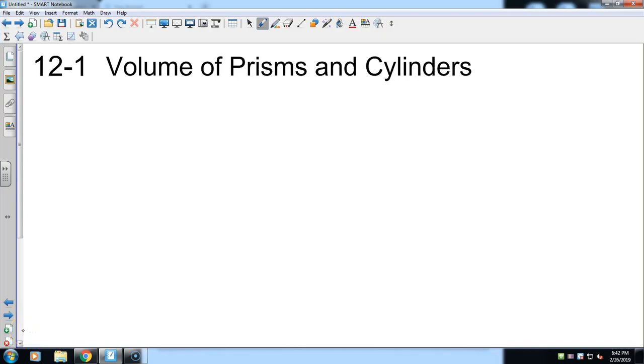Okay, geometry. Here we are, chapter 12, section 1. We're going to look at volume of prisms and cylinders. We're going to start out initially with the volume of a prism. Okay, the volume of a prism is found by area of base times the height.